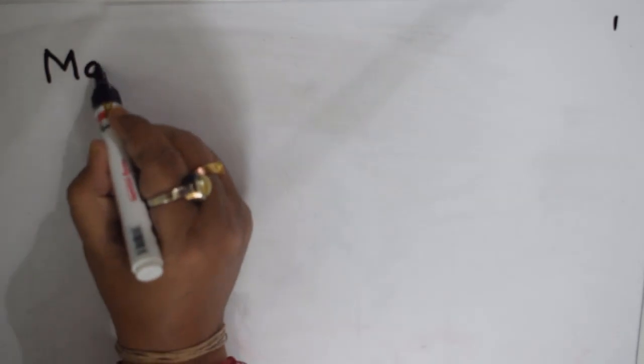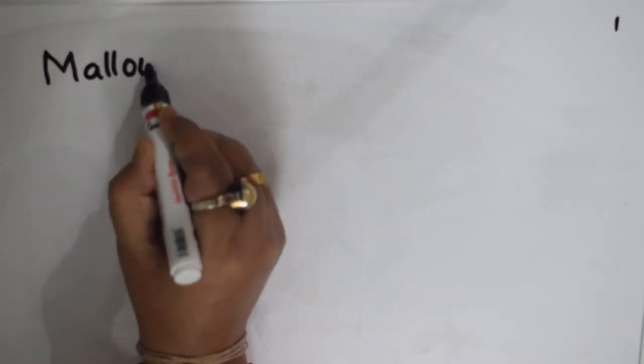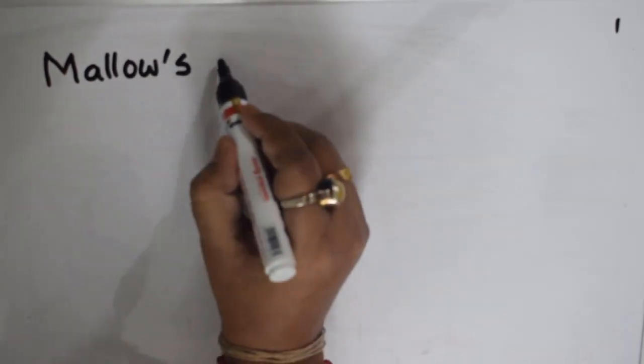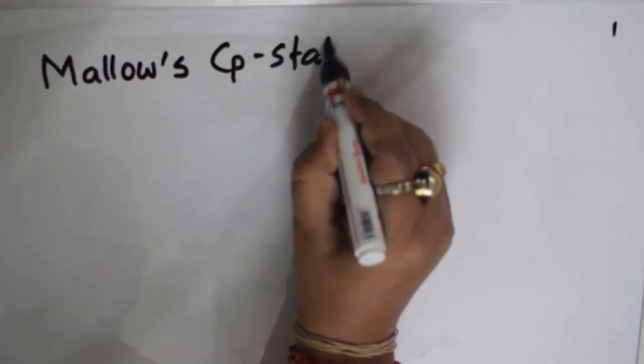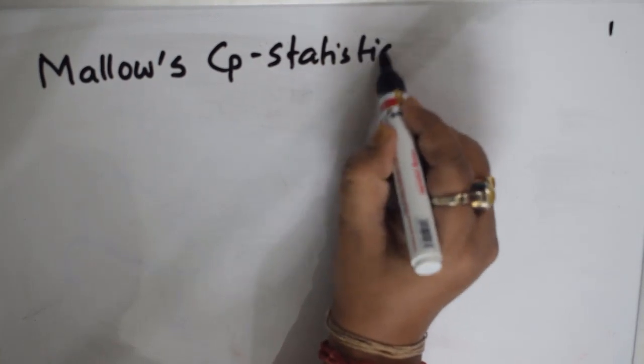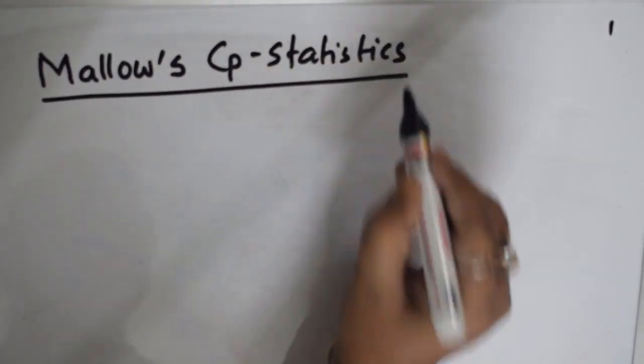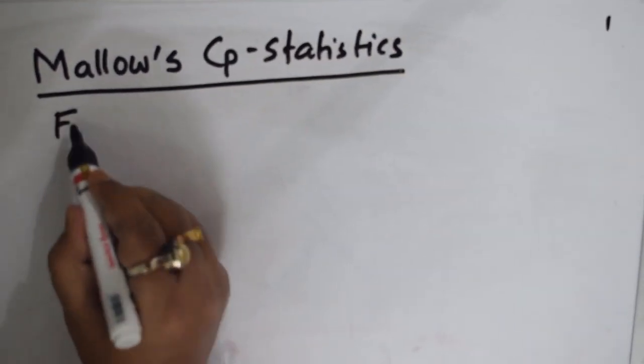Next method, Mallows Cp statistics. This is a full model.